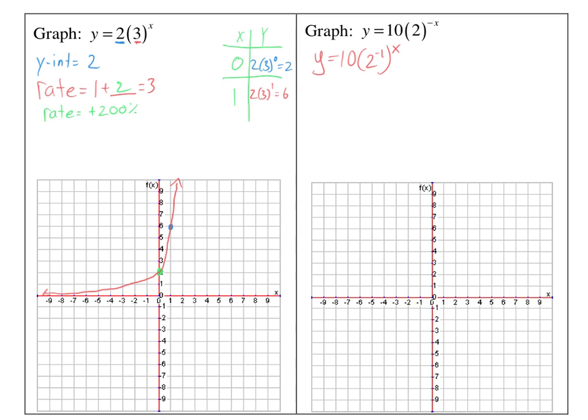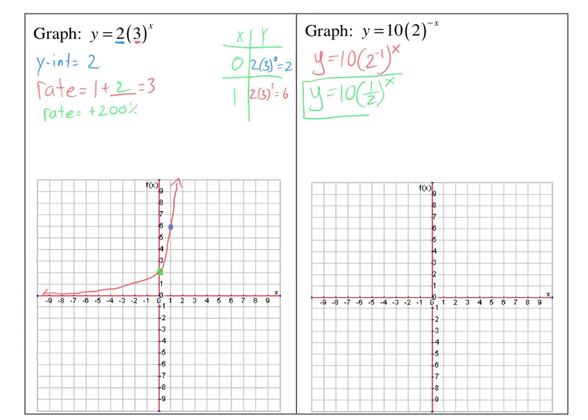Basically, that might confuse you. Basically, if you have a negative on the x, bring it inside. And then, what is 2 to the negative first? Hopefully you remember, 2 to the negative first means 1 over 2 to the first, which is 1 over 2.